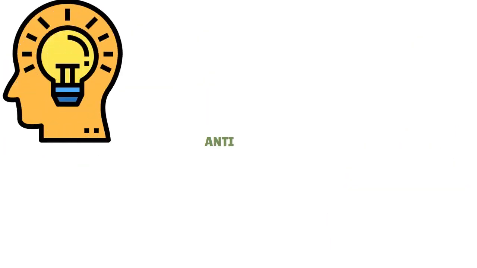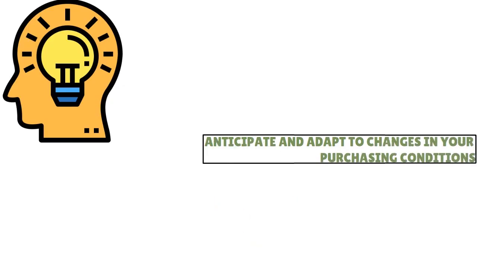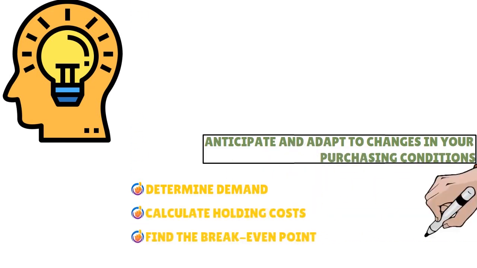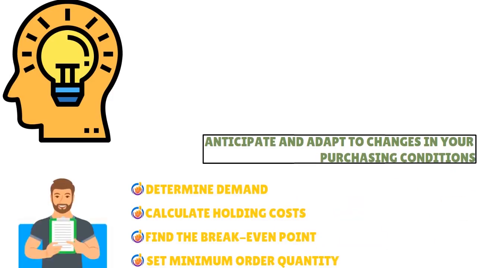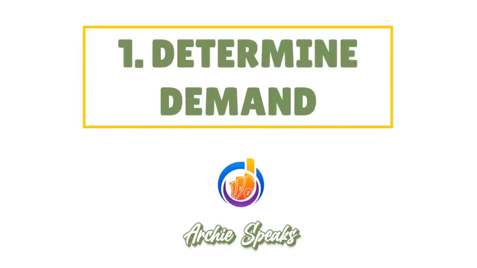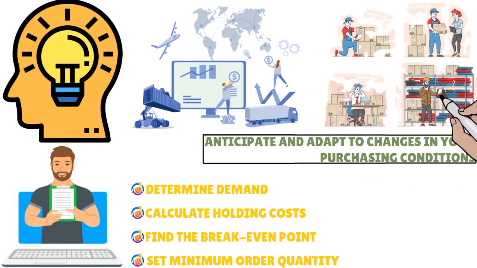So this knowledge, when you do it properly, can help you anticipate and adapt to changes in your purchasing conditions. First things first, you want to determine demand, then you want to calculate holding cost, find the break-even point, and set the minimum order quantity. Let me explain further. Number one, you want to determine demand, right? Demand will vary and be influenced by a variety of factors, including product type, competition, and seasonality. So suppliers review historical data to forecast demand and use it to define the inventory quantities needed to satisfy market fluctuations.